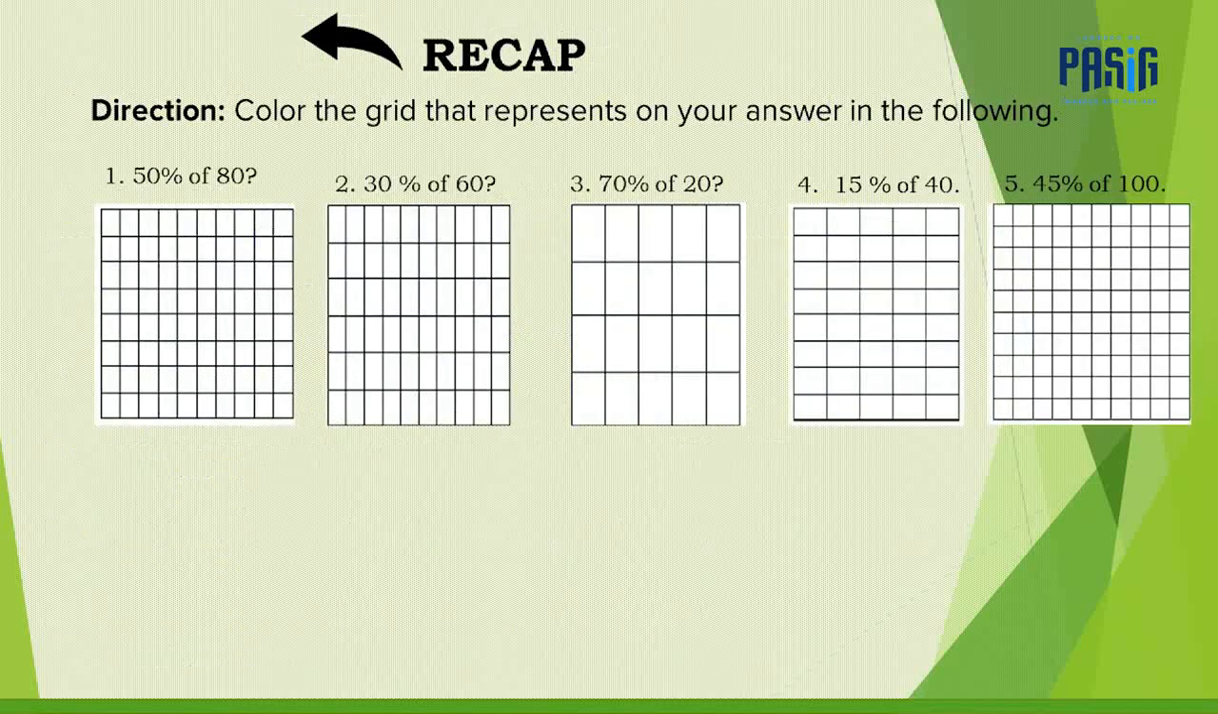This time, kids, before we move on to our lesson, let's have a recap first. You're just going to color the grid that represents your answer in the following. Number 1, what is 50% of 80? Number 2, 30% of 60. Number 3, what is 70% of 20? Number 4, 50% of 40. And the last one, number 5, 45% of 100.